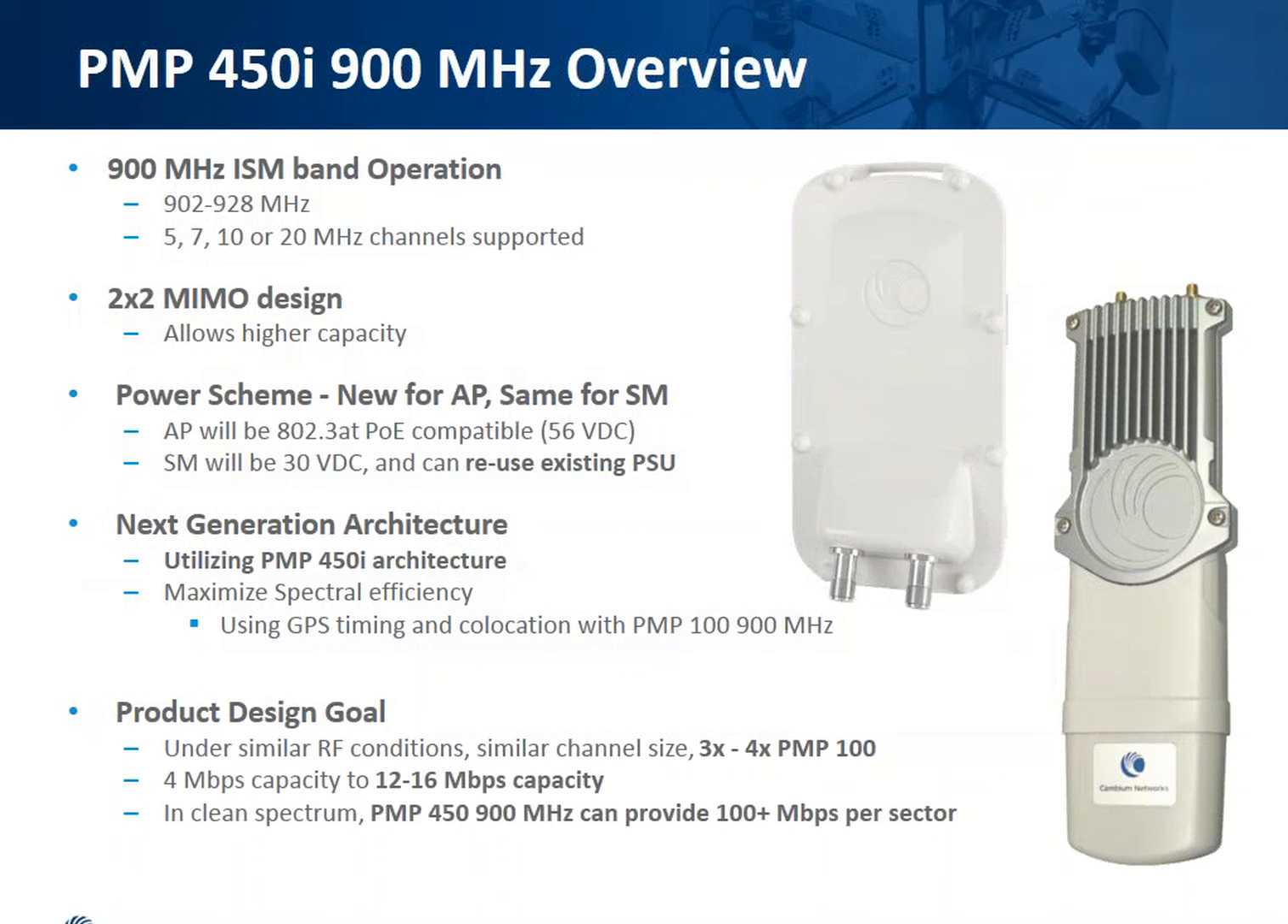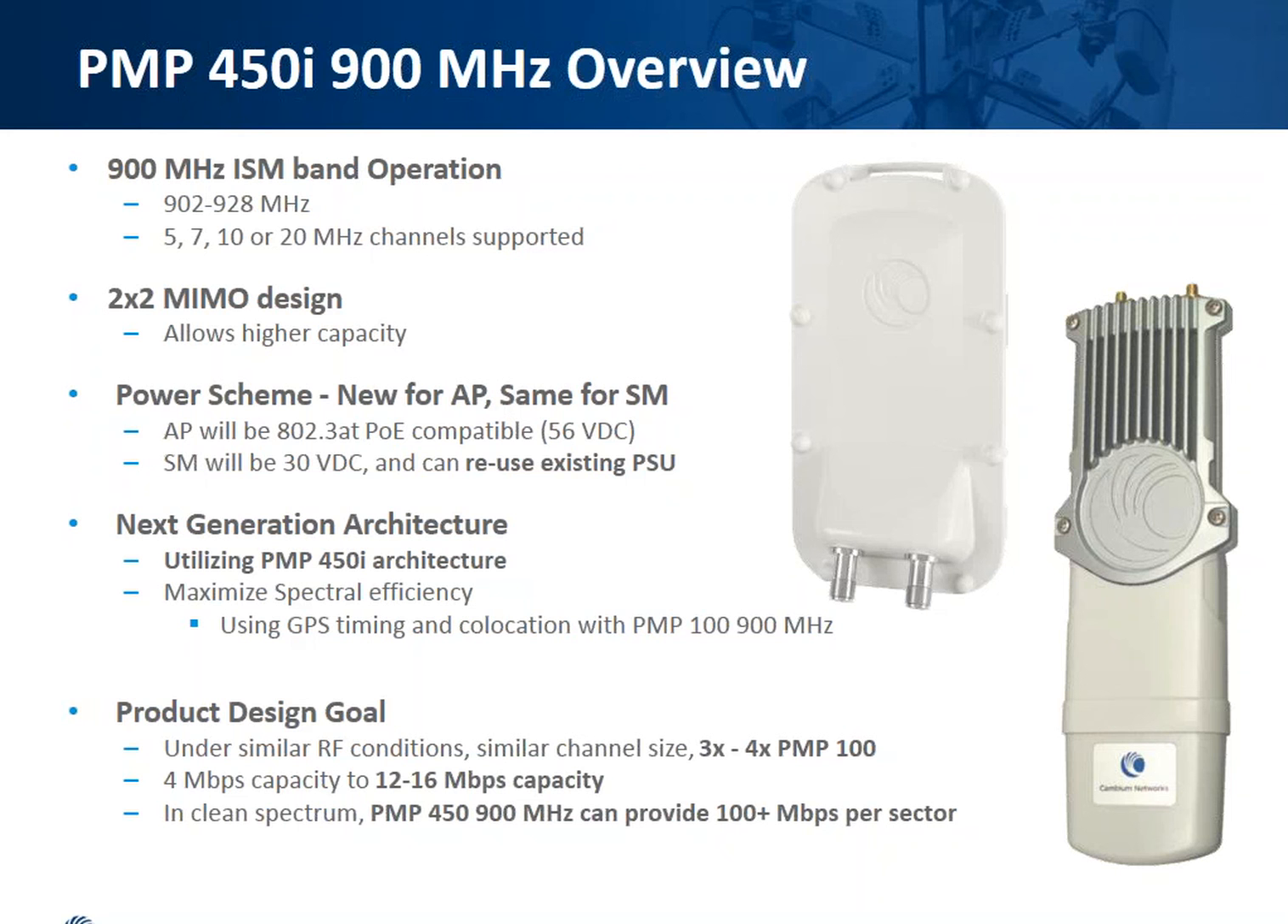So here's a look at the devices. The SM is the one on the right, and the AP is the one to the left. It operates across that whole ISM band. This is mostly used in North America, and that's the unlicensed 902 to 928 band. There are pockets around the world where this spectrum is unlicensed as well, and we are supporting those pockets around the world. And if you are unsure whether you can use it in your area, please inquire, and we'll be happy to respond. We support 5, 7, 10, or 20 meg channels across those frequencies.